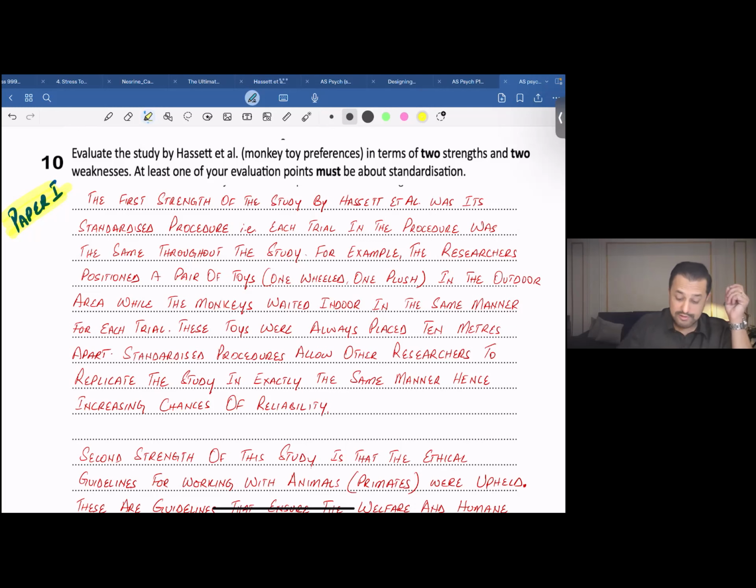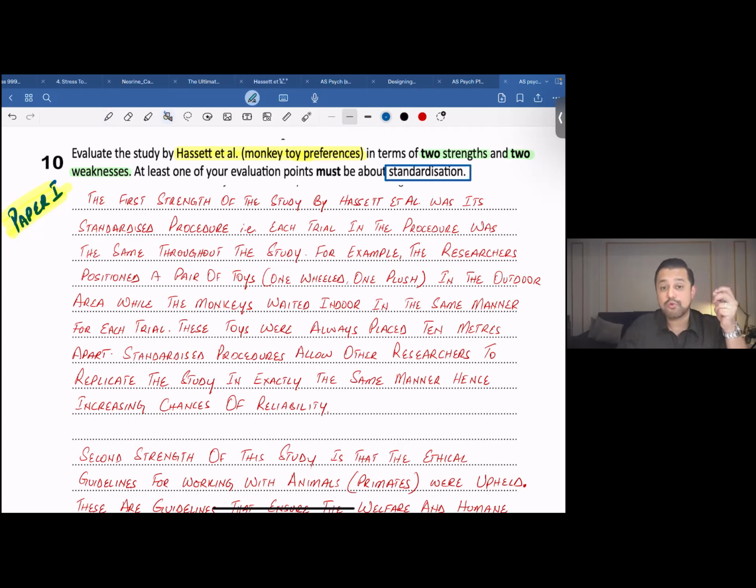Now, if I may read this question, the example that I'm using over here is of the research that was conducted by Hassett et al., like I mentioned. And let's read the question. The question over here reads, evaluate the study by Hassett et al., that is monkey toy preferences, in terms of 2 strengths and 2 weaknesses. At least one of your evaluation points must be about standardization. Now, keep this in mind.